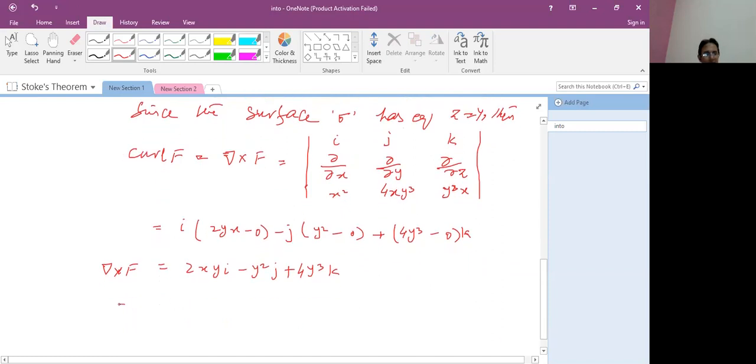What is n cap? So n cap is equal to partial z over partial x i plus partial z over partial y j minus k, into dA.